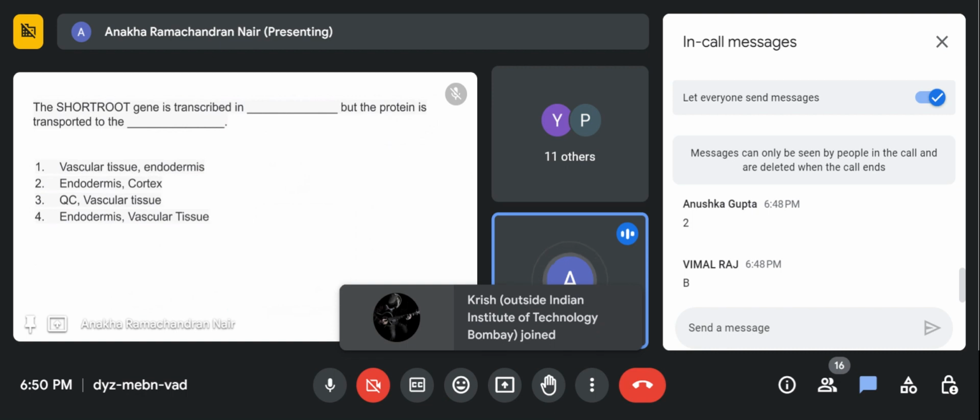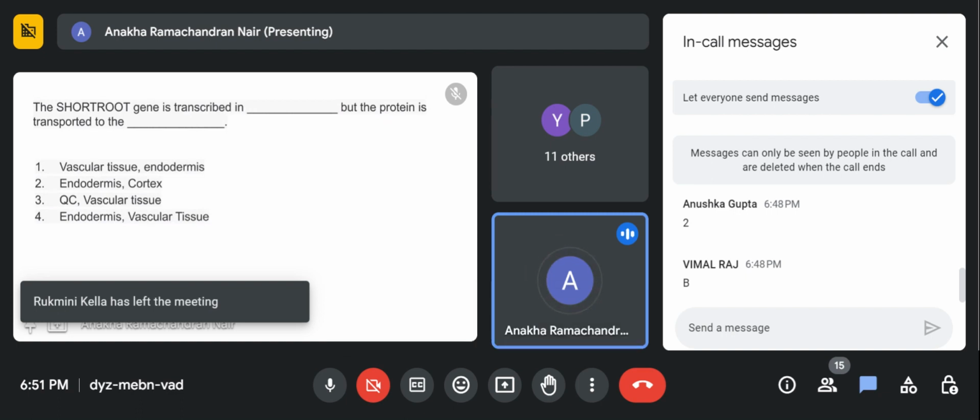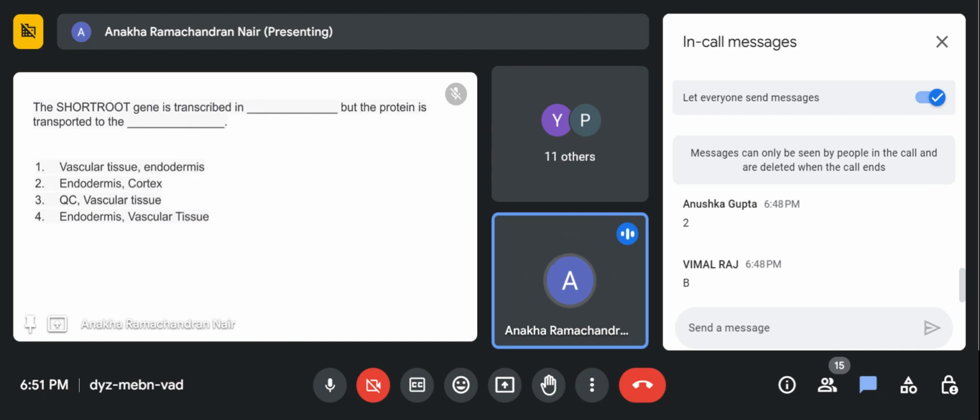The short root gene is transcribed in dash, but the protein is transported to the dash. There are four options given to you. Option 1, vascular tissue endodermis. Option 2, endodermis cortex. Option 3, QC and vascular tissue. Option 4, endodermis and vascular tissue. So what do you think the correct answer is?